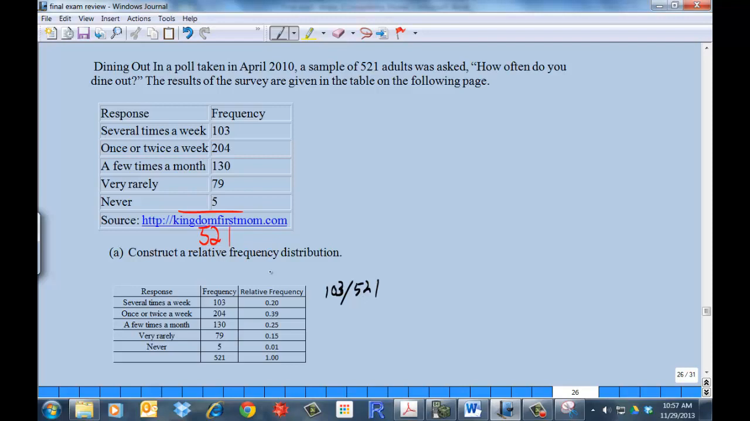Okay, so I did that for each category, and you can see down here my total is 521. This is the relative frequency distribution. It just gives you the percentages for each response. Now, the next question is going to ask us to draw a relative frequency bar graph. So you don't want to mix up bar graph and histogram.